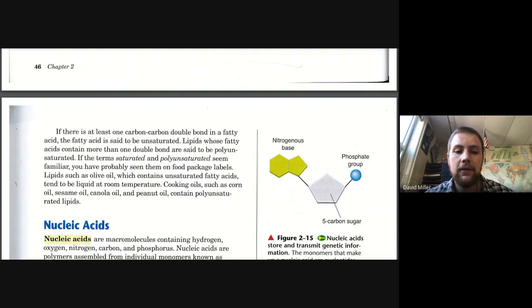polyunsaturated. If the terms saturated and polyunsaturated seem familiar, you have probably seen them on food package labels. Lipids such as olive oil, which contains unsaturated fatty acids, tend to be liquid at room temperature. Cooking oils such as corn oil, sesame oil, canola oil, and peanut oil contain polyunsaturated lipids.